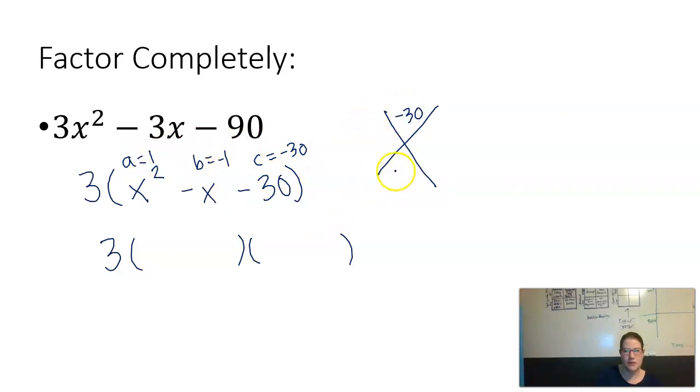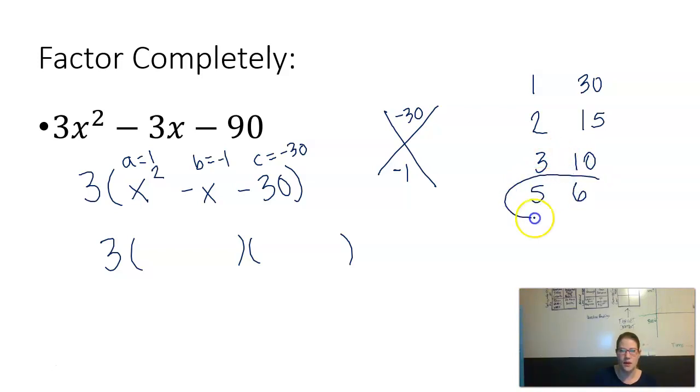And b is equal to negative 1. So I'm looking for two things that multiply to negative 30 and add to negative 1. So again, I had 1 and 30, but that won't work because 1 plus 30 is 31, 1 minus 30 is 29. 2 and 15 won't work, 3 and 10 won't work, but 5 and 6 will work because they're 1 apart. So I know one of them needs to be negative.